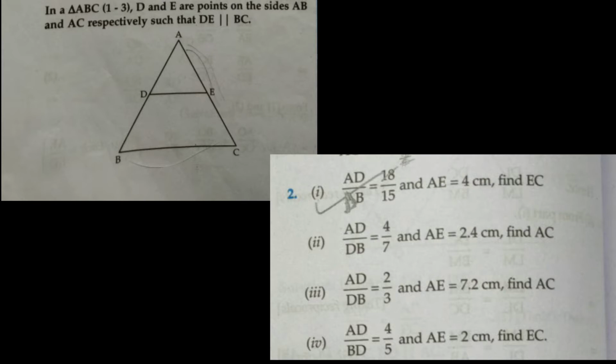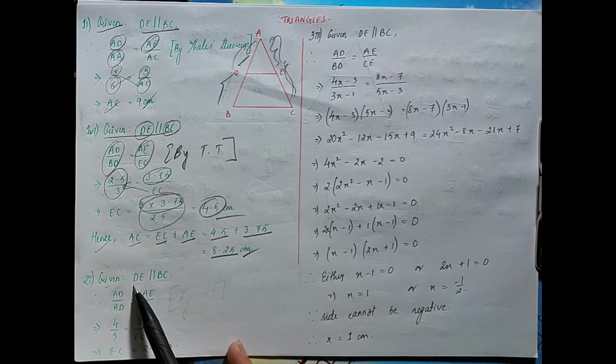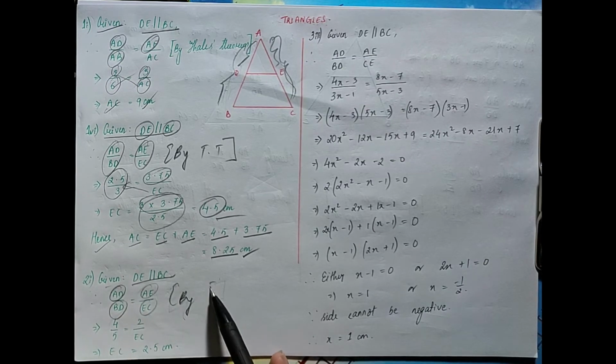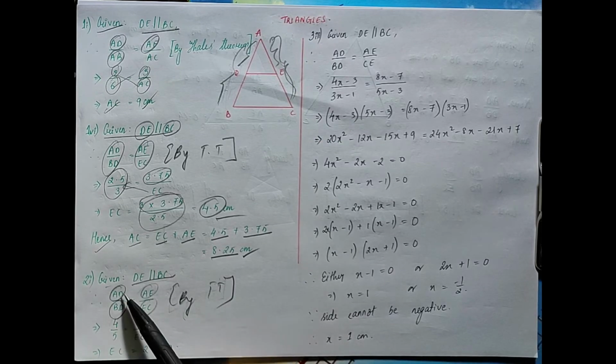Here we'll be using the same figure as was shown in the previous questions. So given that DE is parallel to BC, by Thales theorem we have AD by BD is equal to AE by EC. If you substitute, AD by BD is given to be 4 by 5, AE is 2, so if you cross multiply, you get EC is equal to 2.5 cm.